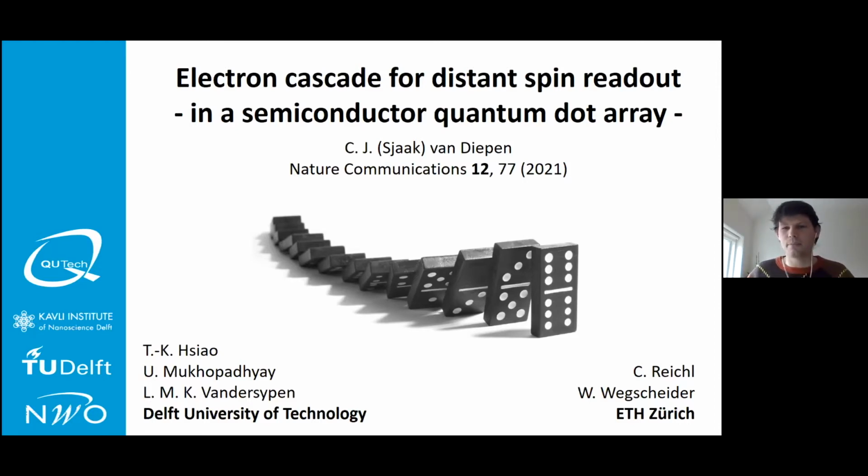So the title of my talk is Electron Cascade for Distant Spin Readout in a Semiconductor Quantum Dot Array. And this idea of a cascade I like to connect to the behavior of toppling dominoes, where as you trigger a first domino to fall over, that will create a cascade-like behavior where subsequent dominoes will also start falling over.